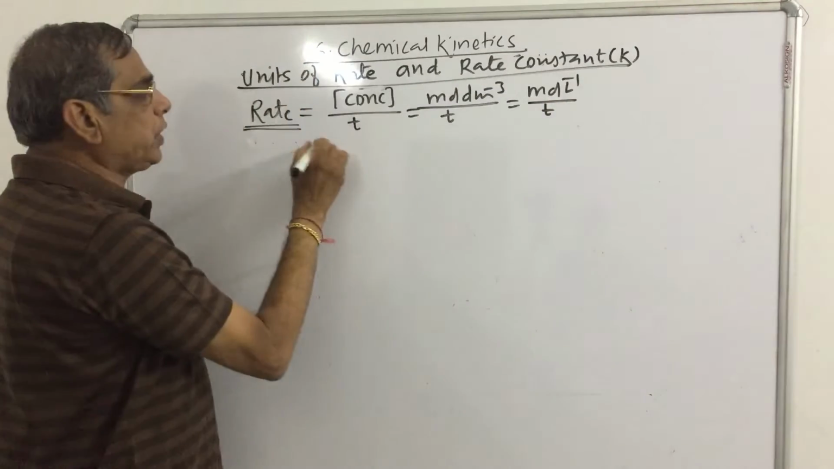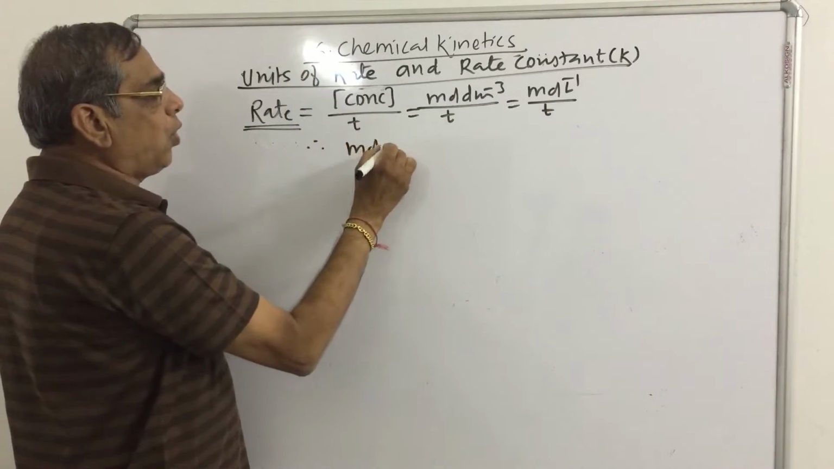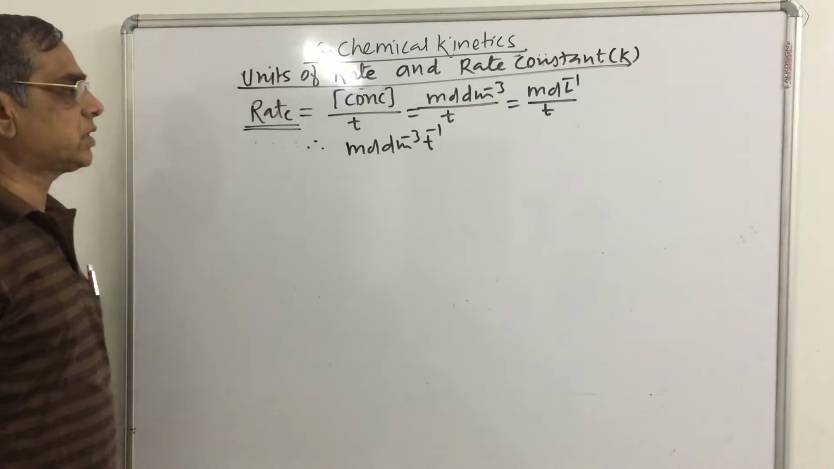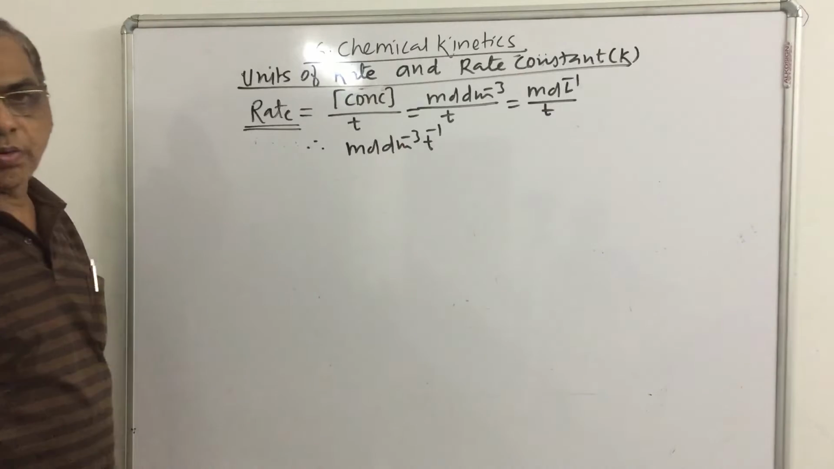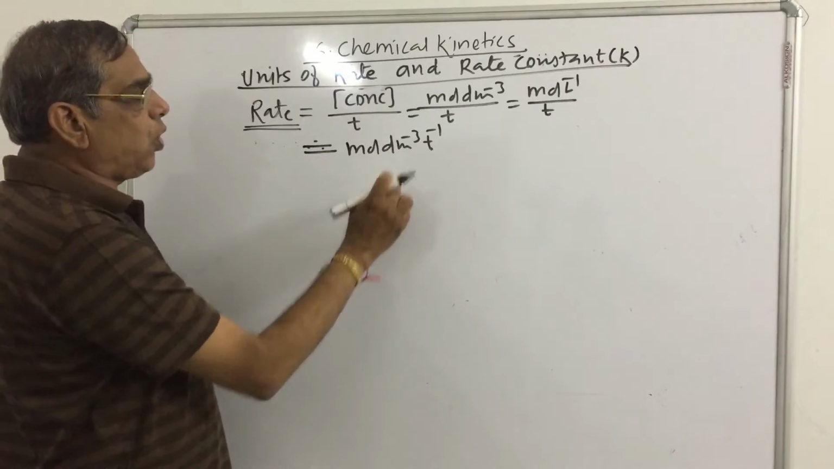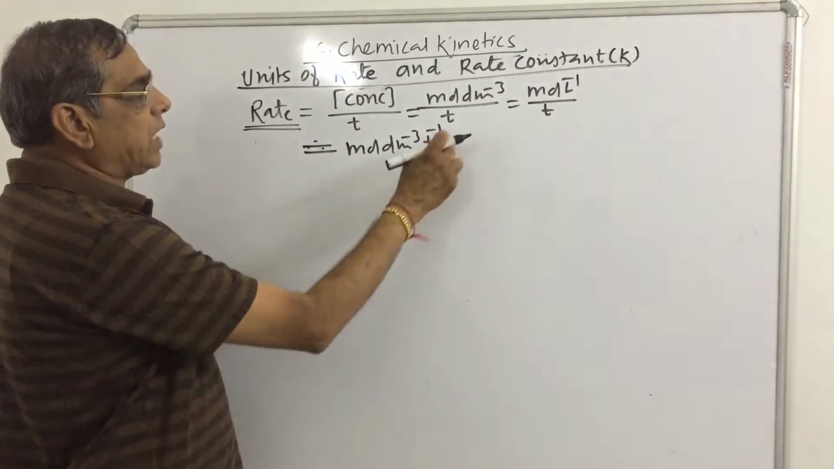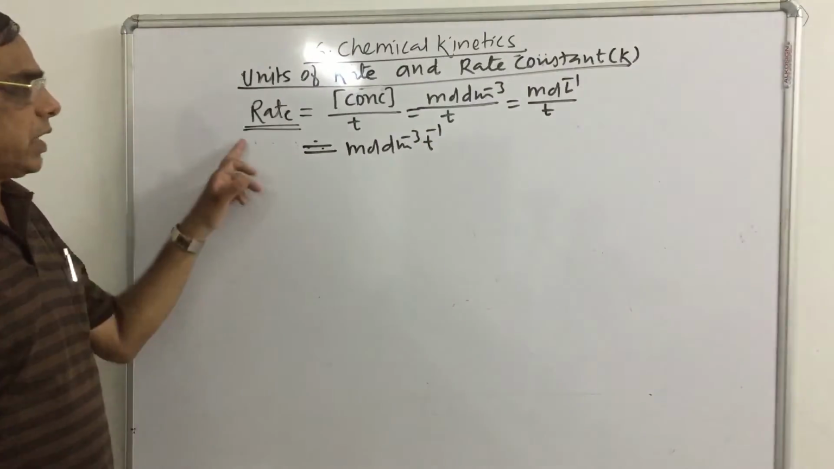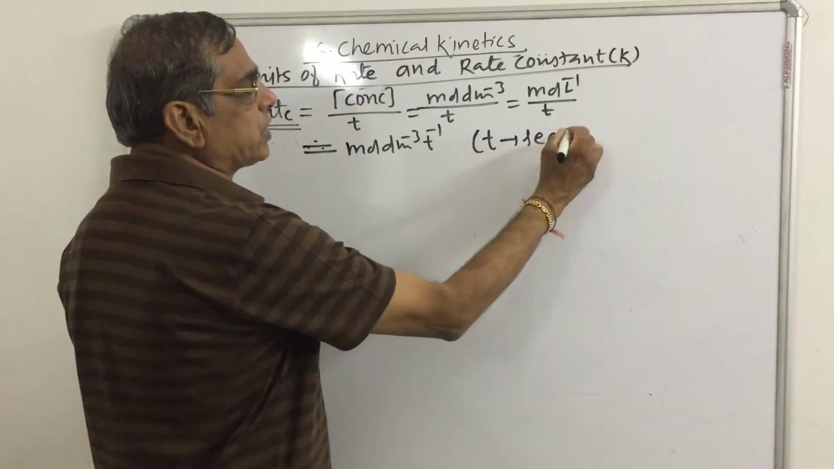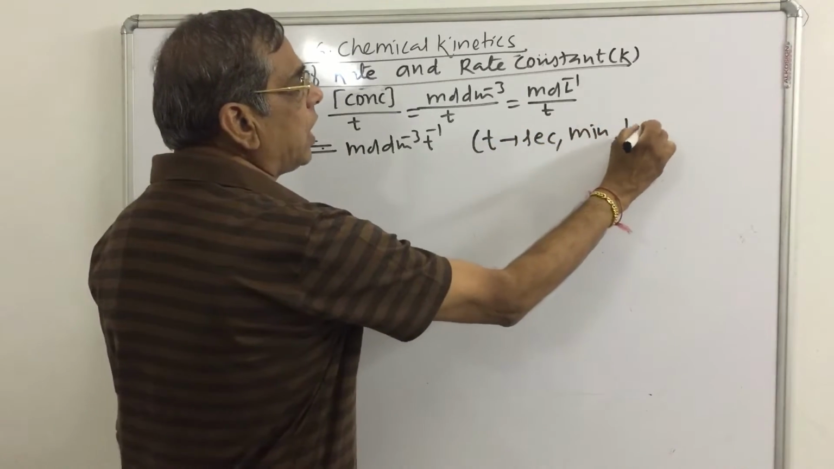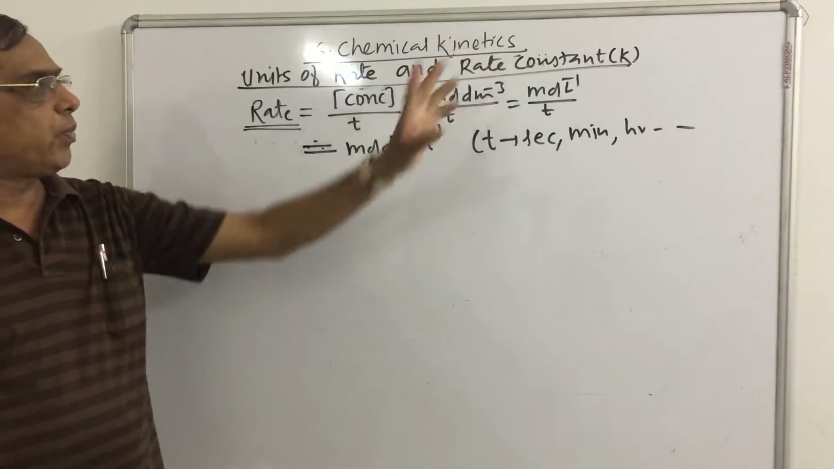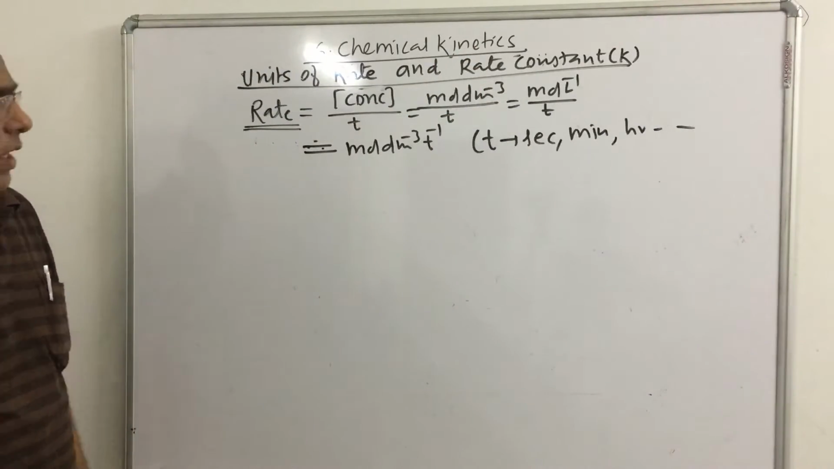So what is the unit of rate? That is mole per dm cube per time, or we can say time inverse. The unit of a rate, mole per dm cube time inverse, is called a rate. Here time t can be expressed in terms of second, minute, hours, etc., depending on the unit of a rate constant K.